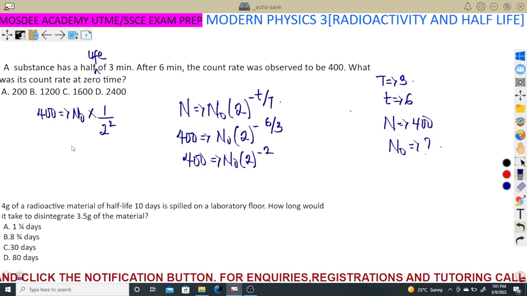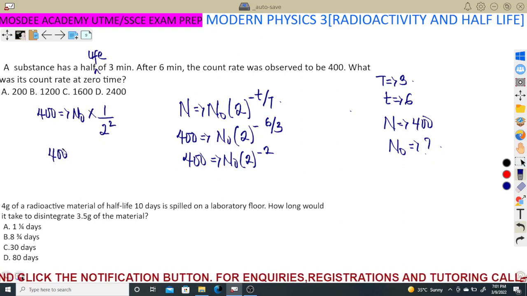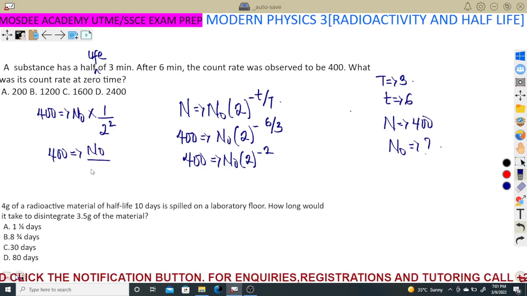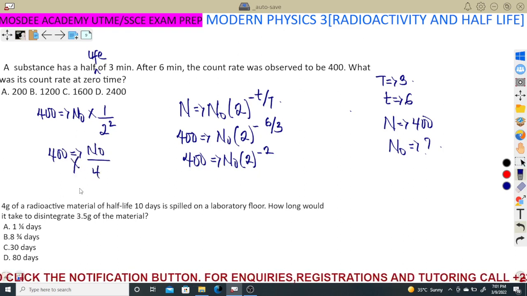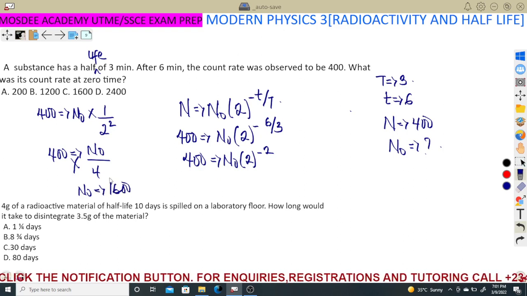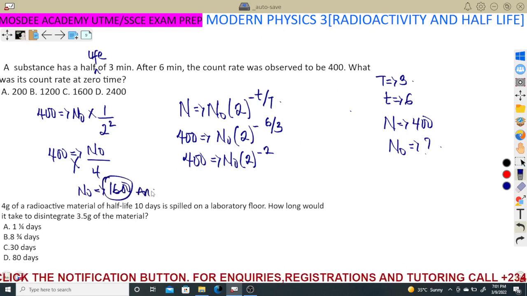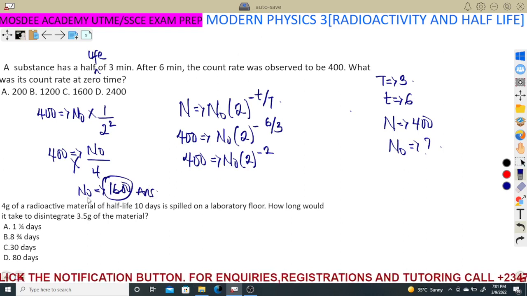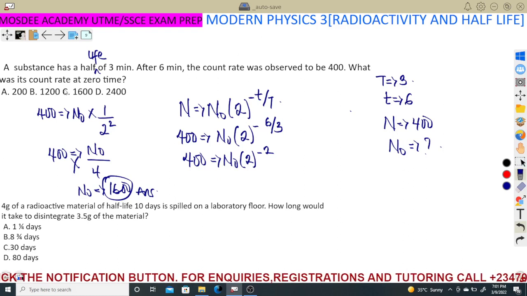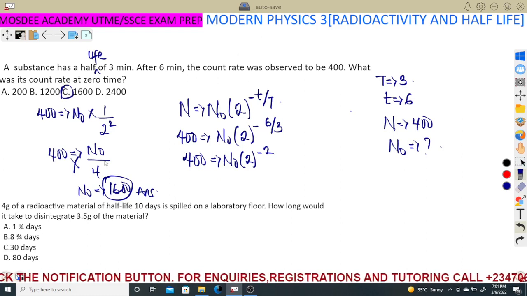Just what I did at the other time. 400 is equal to N naught over 4. N naught times 1, then 2 raised to power 2 is 4. So initial amount is 400 times 4, which is 1,600. So that will be the question answer. I hope you can see the way I've solved this without using any complex formula. That is why I asked you to link out to those formula, because my formula are very quick and it will really help you going forward.